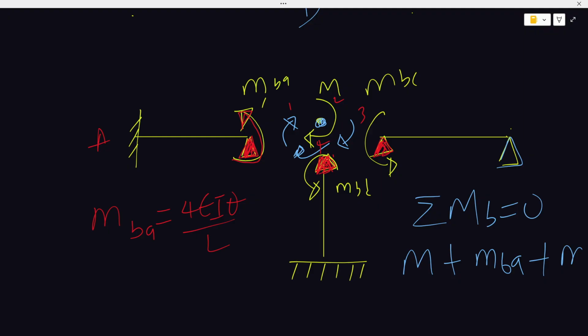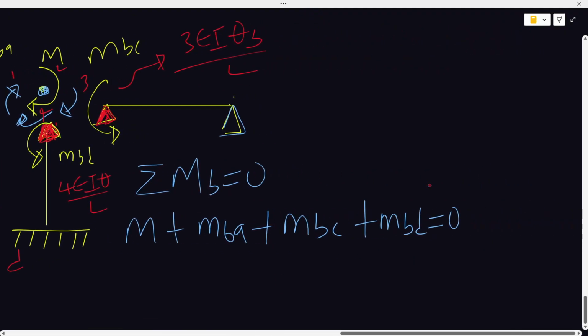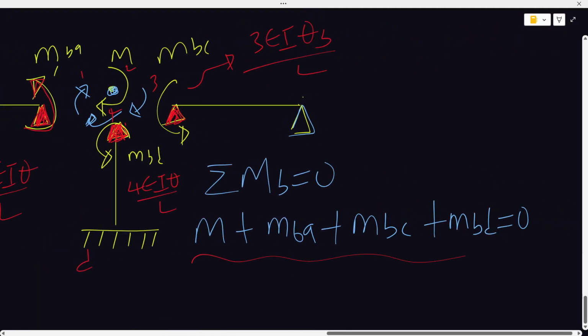Similarly, for the hinge, remember that it is 3EI theta B over L. Now, once again, we're dealing with B and D. For BD, if B is my near end and D is my far end, it will be 4EI theta over L. Also, do you get? So I can now substitute everything inside this equation.